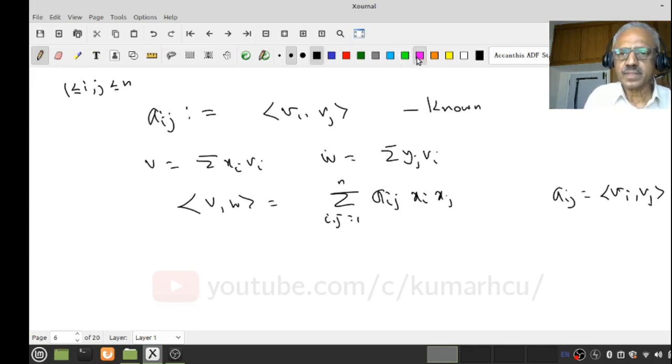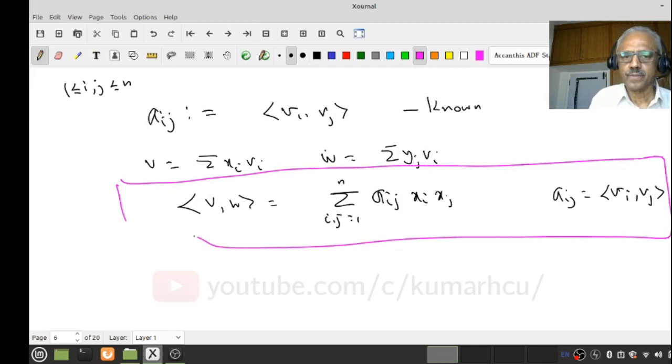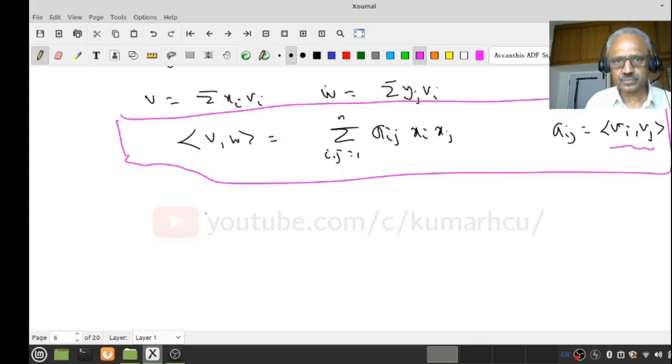Okay, again just make sure you understand this. So what does it say? Just because I'm using bilinearity, if I know these objects, then I know the inner product of v with w for any two arbitrary vectors v and w. Right? Okay. Next, what we want to do is something special about this matrix.